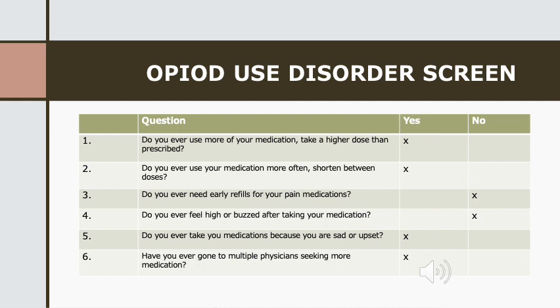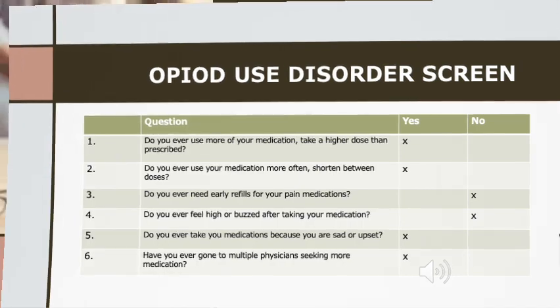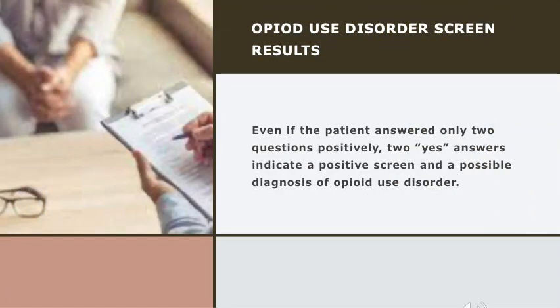The answer was no. Number 5 is, do you ever take your medication because you are sad or upset? The answer was yes. And number 6 is, have you ever gone to multiple physicians seeking more medication? The answer was yes. Opioid use disorder screen results. Even if the patient answers only 2 questions positively, that means 2 yes answers, it indicates a positive screen and a possible diagnosis for opioid use disorder.